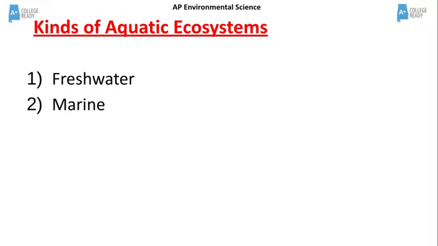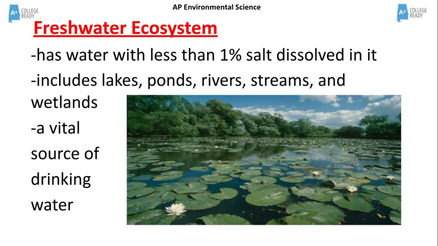Two kinds of aquatic ecosystems based on salinity are freshwater and marine or saltwater ecosystems. Freshwater contains less than 1% dissolved salt. Examples of freshwater ecosystems are lakes, ponds, rivers, streams, wetlands, icebergs, glaciers, and groundwater. Freshwater is a vital source of drinking water.